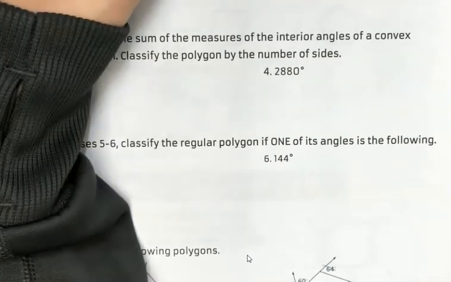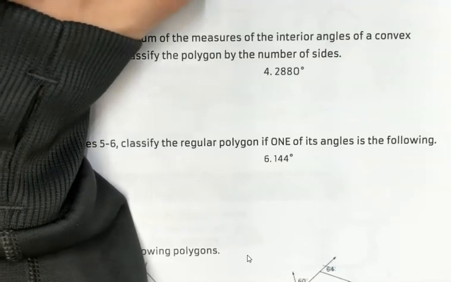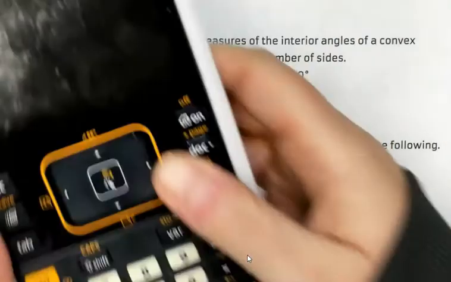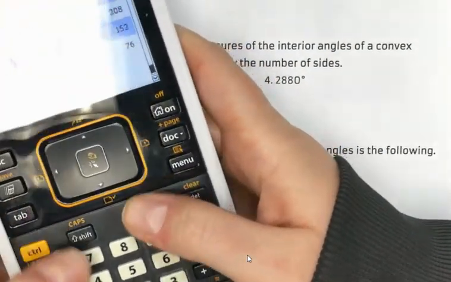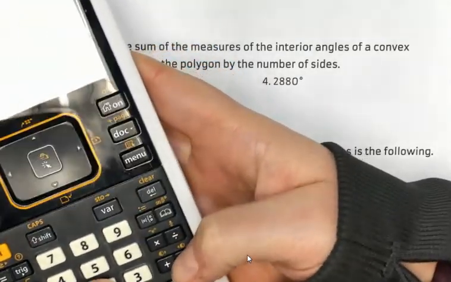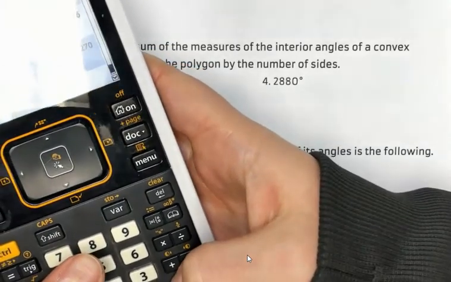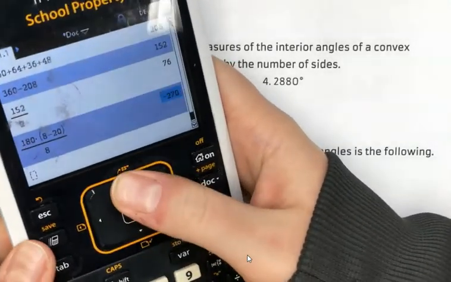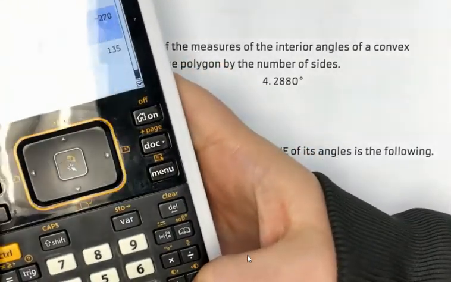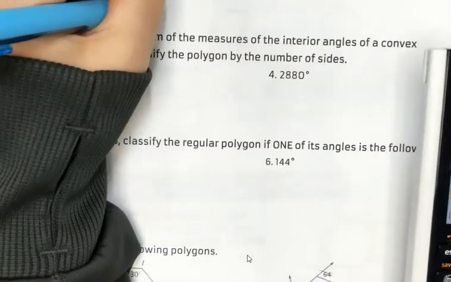All right, let's plug in what we need. 180 times 8 minus 2 divided by 8. And then you just want to plug those numbers in. 180 times 8 minus 2. And then divide the whole thing by 8. Oh, goodness. I have a rogue 0 in there. And then you end up with 135.